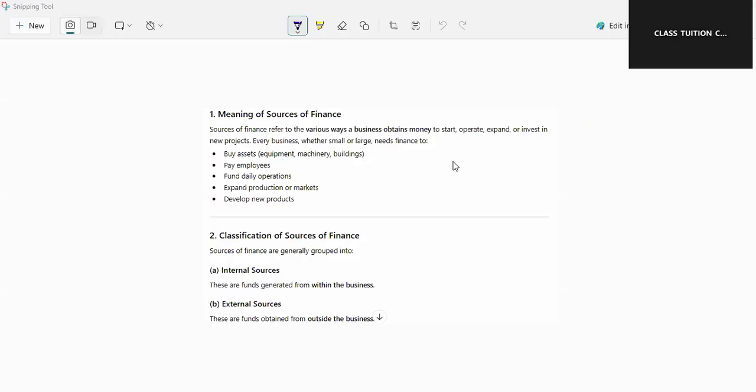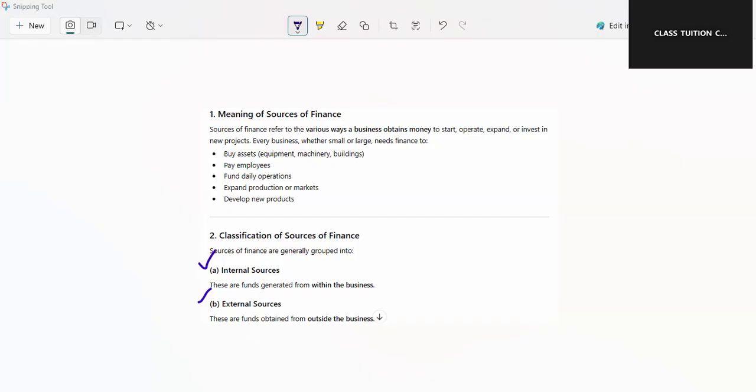Excellent. So the organizations have different sources of financing themselves to start to operate or to expand their projects. So it can be in small or big ways. They can buy assets, they can pay employees, they can also use this money to fund their daily operations. So there are two main categories there, what we call the internal and also the external sources of finance. Internal, we mean sources from within the business. External, we're looking at sources from outside the business.